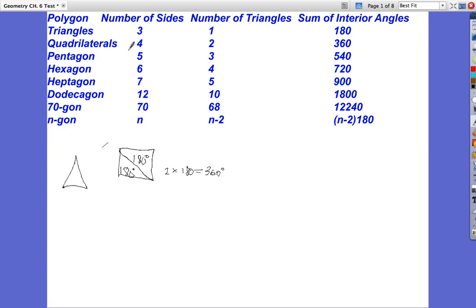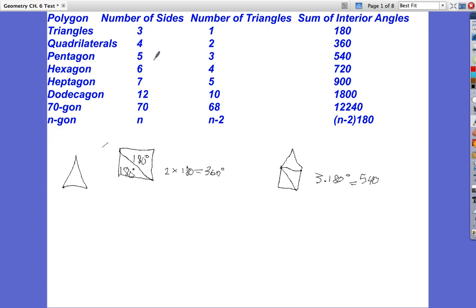The pentagon has 5 sides. 3 triangles were formed for a sum of 540. So you have the pentagon, diagonal, diagonal. 3 triangles were formed. 3 times 180 equals 540.